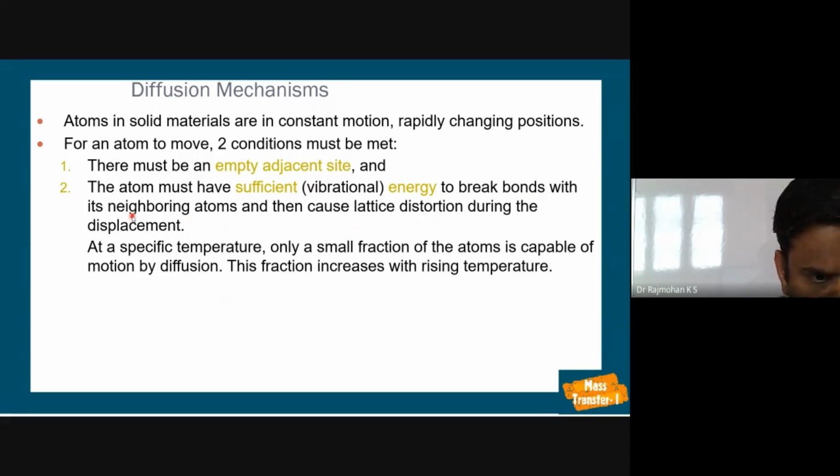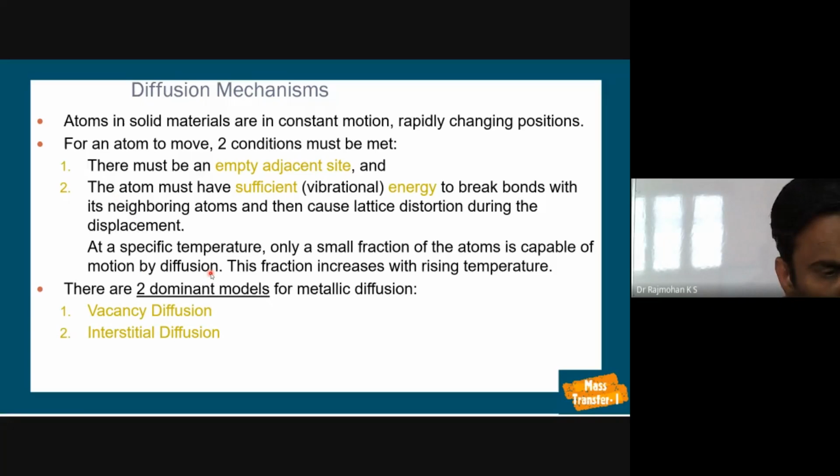Okay, and at any given temperature, it's not that every atom will be moving. Only a small fraction of the atoms is capable of motion by diffusion, and it is a function of temperature. If temperature is increasing, there will be more vibration and you will have sufficient energy for the movement. Primarily there are two models which are used for defining this mechanism of diffusion in solids. One is called vacancy diffusion, another one is called interstitial diffusion.